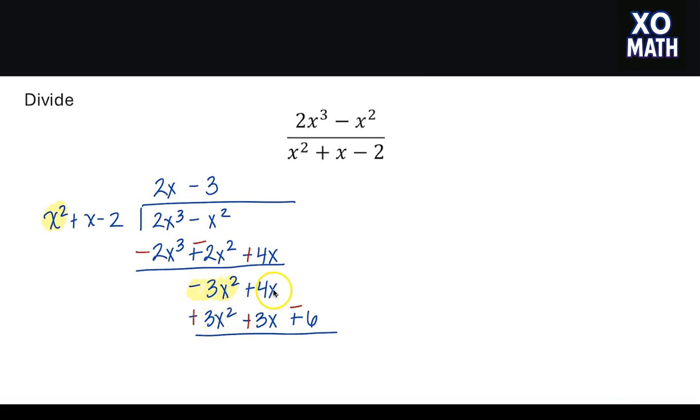The x squared terms cancel. 4x plus 3x is 7x. And then we have minus 6. And that's where we are going to stop, because we have x squared, which is a bigger degree than 7x to the first. So 7x minus 6 is our remainder. So here, our long division left us with a quotient of 2x minus 3 plus the remainder 7x minus 6 over the divisor x squared plus x minus 2.